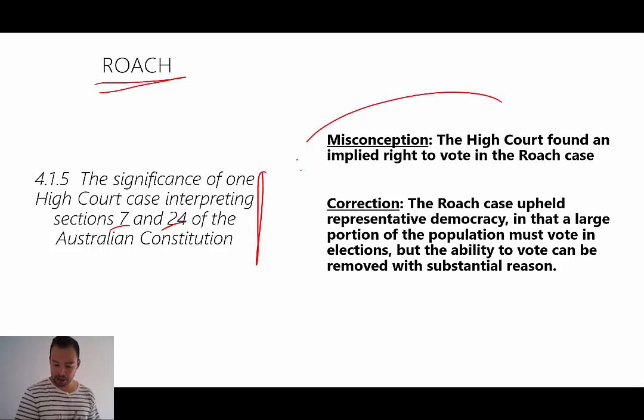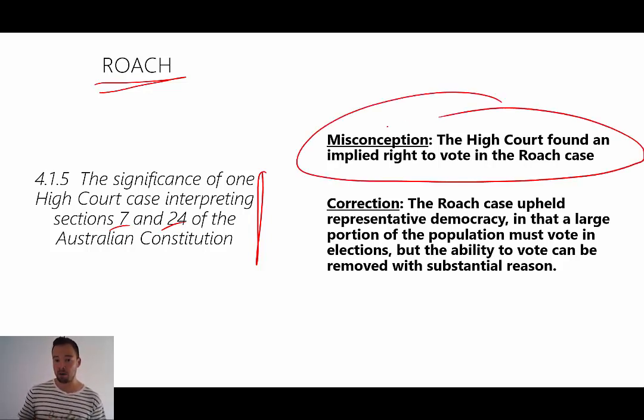And the misconception that comes through is that the High Court found an implied right to vote in Roach. So the decision of the High Court created an implied right to vote, which means you all get to vote and the government can't take that away. The reality is that didn't happen. The Roach case actually found that the government can remove your ability to vote if they have a substantial reason. So for example, if you've been to prison for 3 years or longer, you can't vote. It's considered a substantial reason to take away your ability to vote. So you do not have a right to vote.